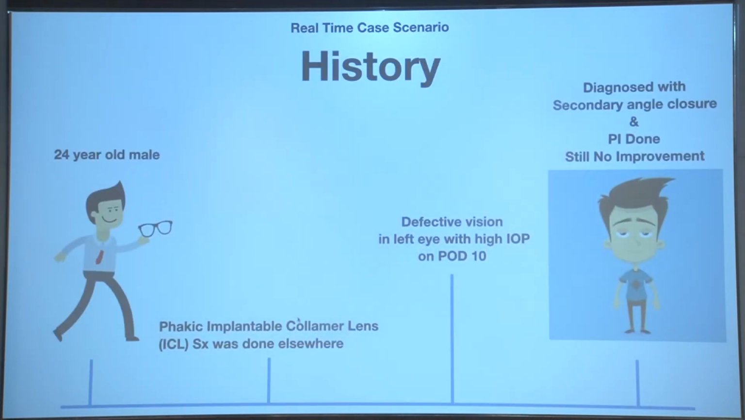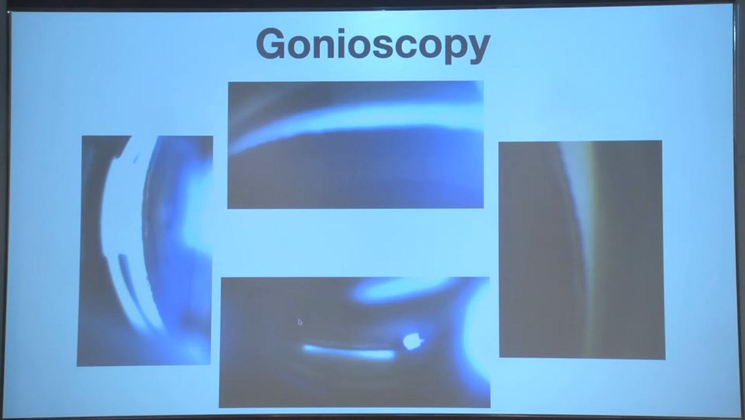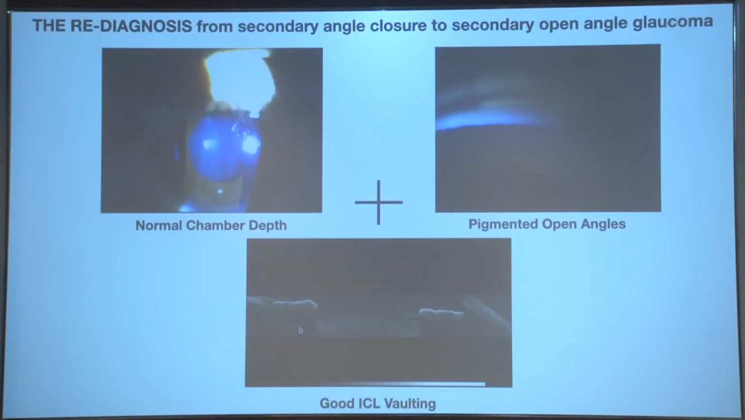This is one of my patients who had an ICL and was diagnosed with secondary angle closure glaucoma, and PI was done, but still there was no improvement. When he came to us for a second opinion, it was actually an open angle glaucoma which was quite pigmented. So we re-diagnosed him as open angle glaucoma, because he had a normal anterior chamber depth, angles were open, and there was good ICL vaulting.